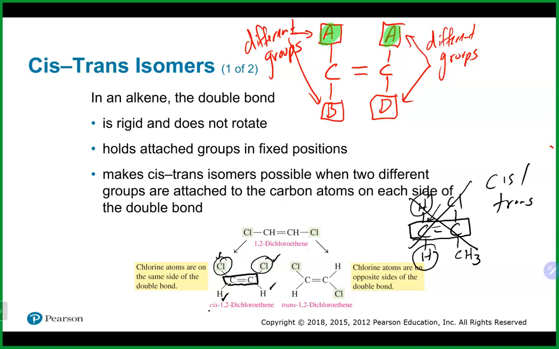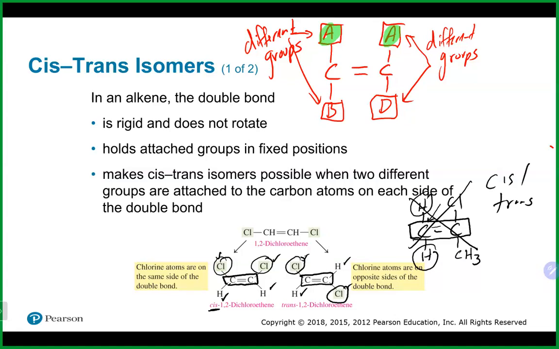So sometimes the word cis is added to the name to indicate that the groups are on the same side of the double bond. If we drew it like this, once again, looking at the double bond here, we have a group here and a group here that are different. On this carbon, these two groups are different, so that is good. And once again, in this case, though, we do have our groups on opposite sides of the double bond, and that would make it trans.